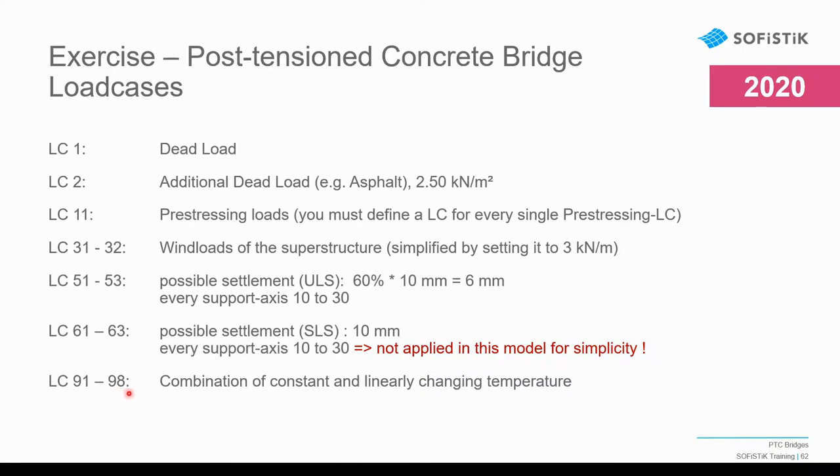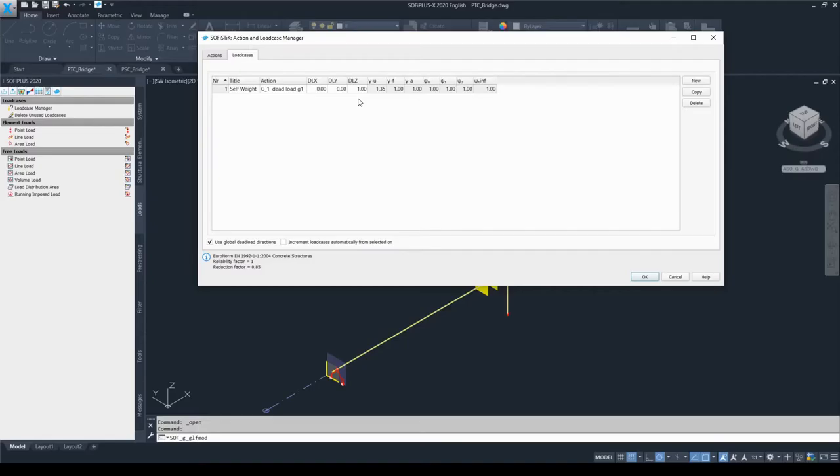Okay, so let's set up this load case scenario in the load case manager. So now if we go back to SOFiPlus, we will find the already created self-weights with a factor of 1.0 in the global Z direction. This is fine for us for load case number one. The only change that I'm going to make is to assign this load case number one to action none.